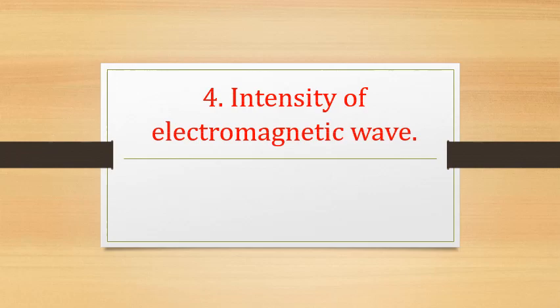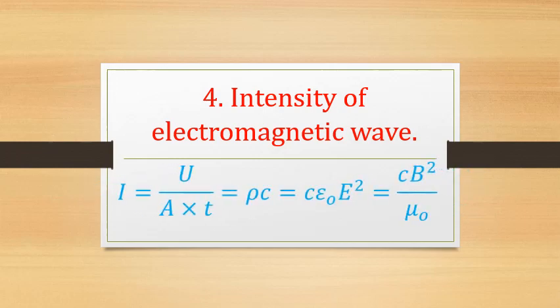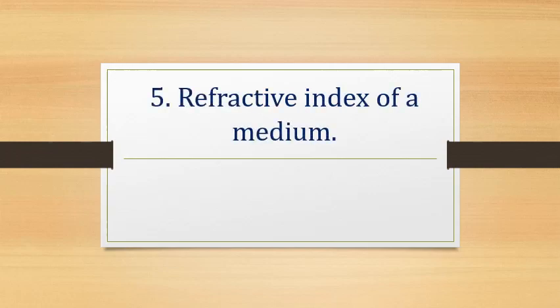Fourth, intensity of electromagnetic wave. Intensity of electromagnetic wave is given as I equals energy per unit area per unit time, that is equal to rho into c. On substituting the value of rho, we get I equals c epsilon naught E square, or that is equal to c B square over mu naught. Fifth one, refractive index of a medium. Eta is equal to under root mu r k, or that is equal to under root mu r epsilon r.